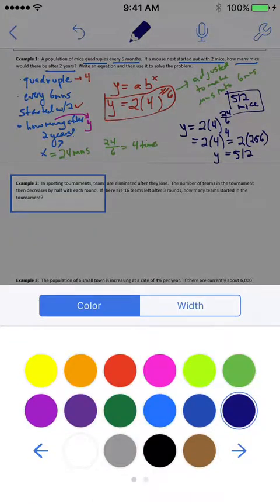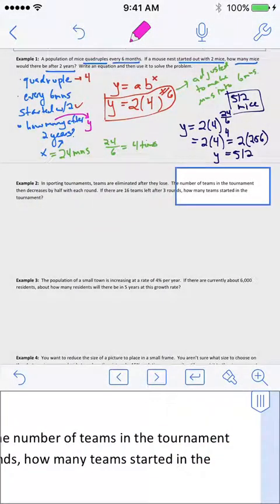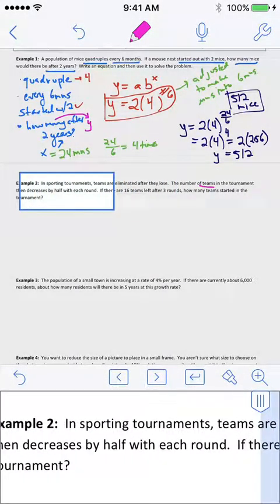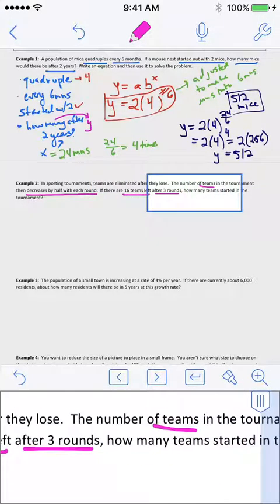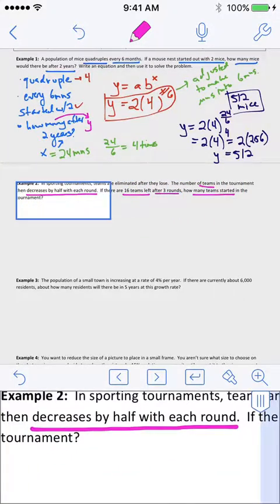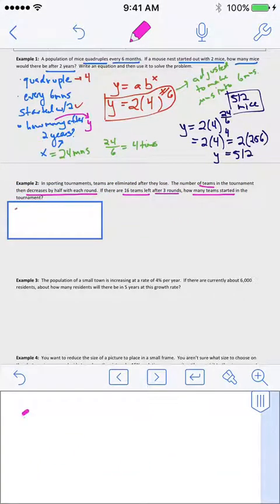So, number of teams decreases by half with each round. If there are 16 teams left, and left is very important, after 3 rounds, that sounds like a time period. How many teams started? Ooh, very, very important. All right, so let's make sure we get that written down.